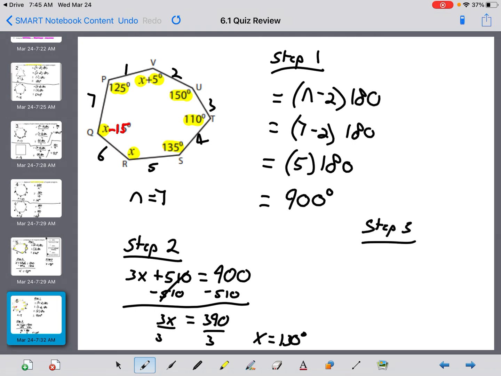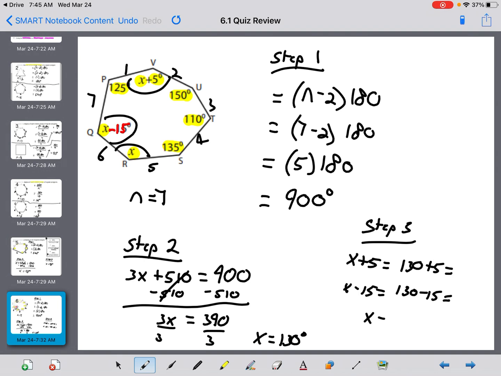Step 3. We have an x minus 15, and we have an x plus 5. So x plus 5 is really 130 plus 5. X minus 15 is really 130 minus 15. And plain old x is just 130. So 130 plus 5 is 135, 130 minus 15 is 115, and x equals 130.